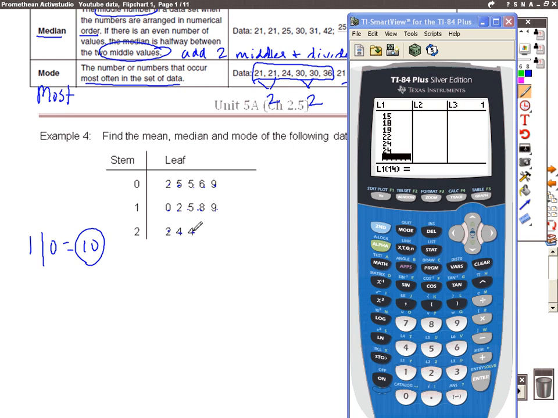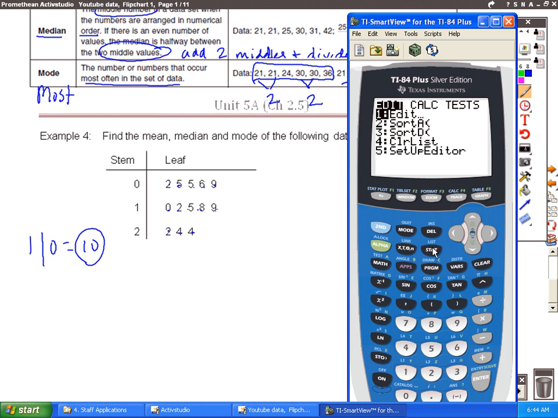Alright, the next thing I'm going to do to find the mean, median, mode using my calculator, I'm going to hit stat. Now the next thing that we can do now or we can do later, but we probably are going to want to sort this data, and the reason we want to sort this data is because it can help us more easily find the mode.